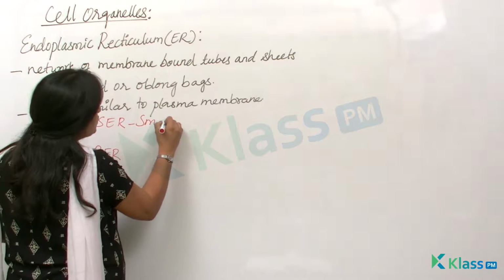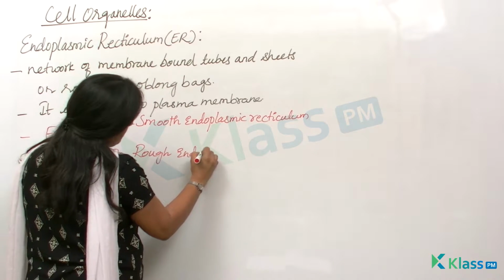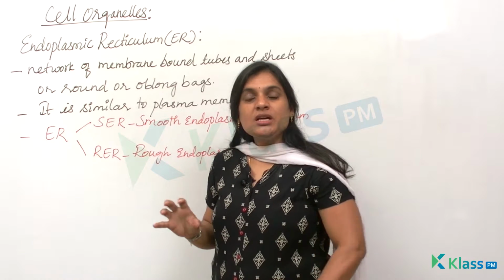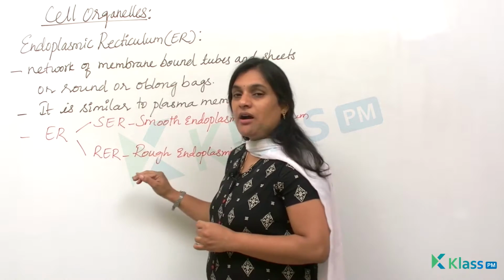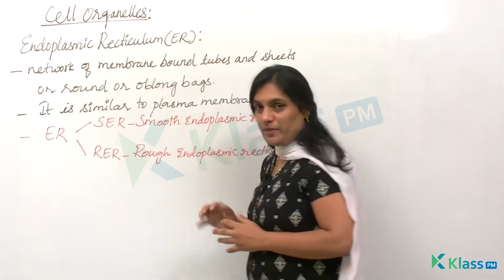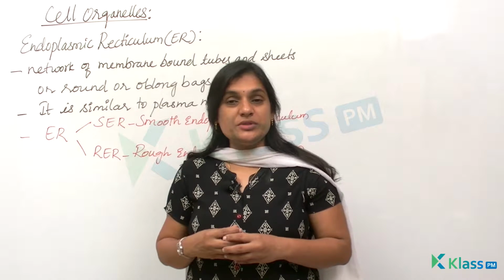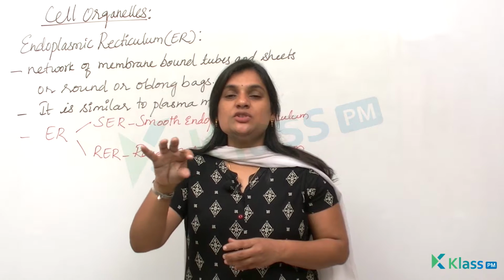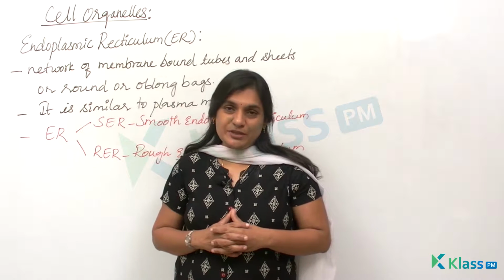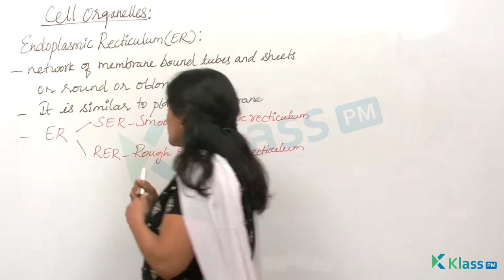SER is smooth endoplasmic reticulum. RER is rough endoplasmic reticulum. I'll tell you the difference. When you observe the SER under a microscope, its surface is smooth. Whereas when you look at the rough endoplasmic reticulum under the microscope, it has ribosomes present on it.